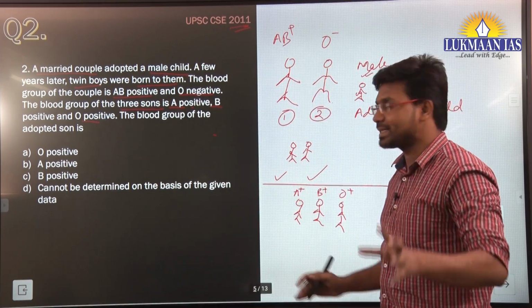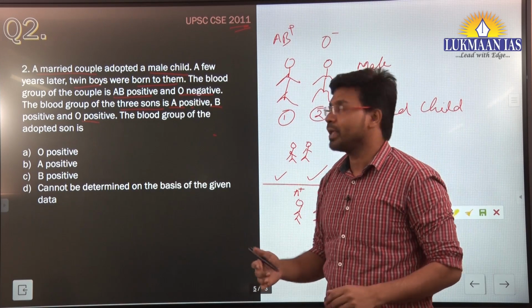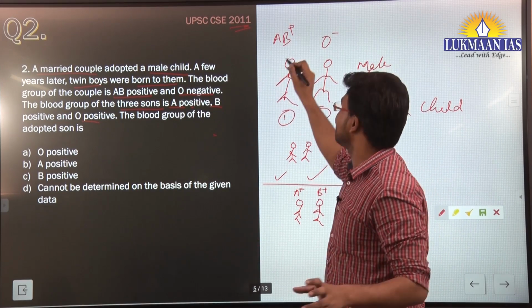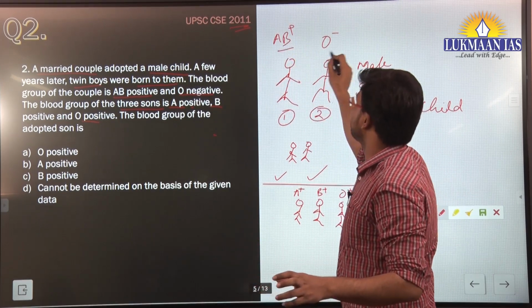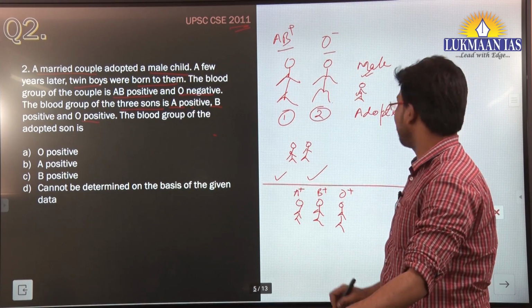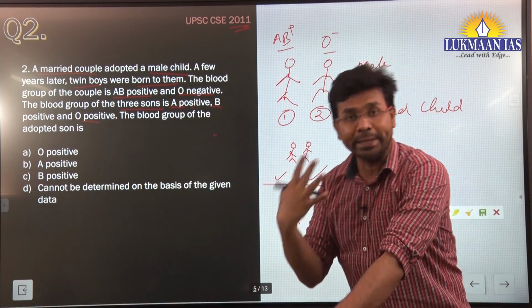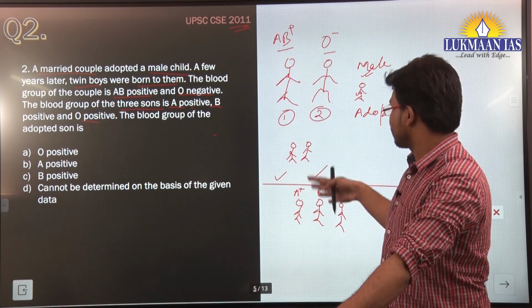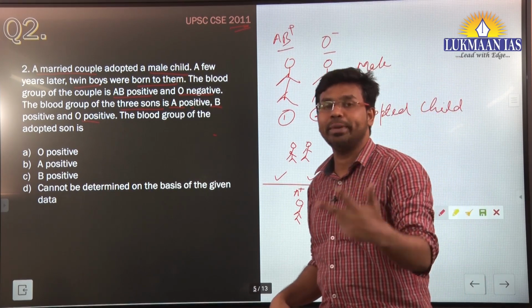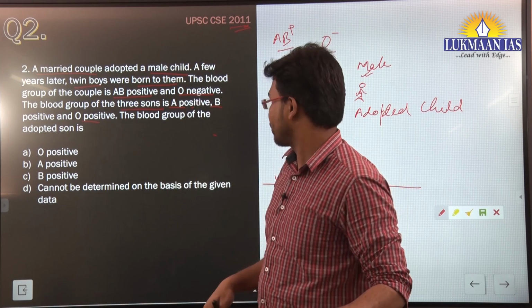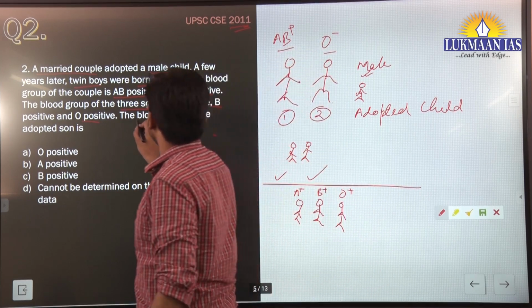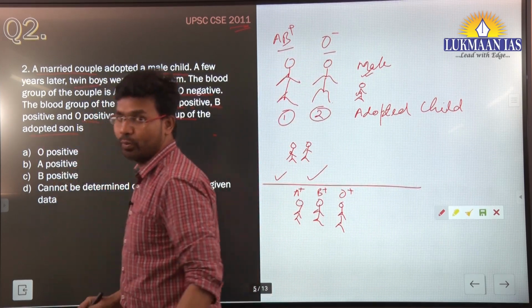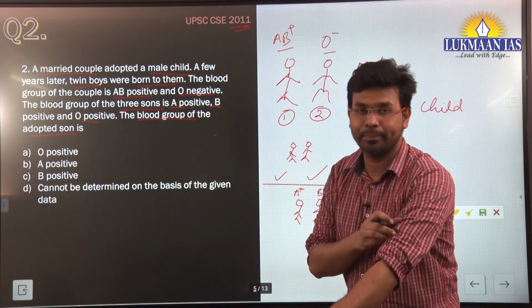In the question they are saying there is a couple, and one spouse has AB positive blood group, another has O negative. They have adopted a male child, and after a couple of years they have twin babies, and both are boys. Now they are asking the blood group of the adopted son. What is the blood group of the adopted son?